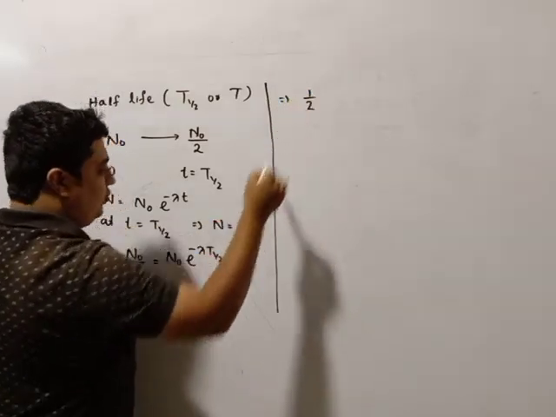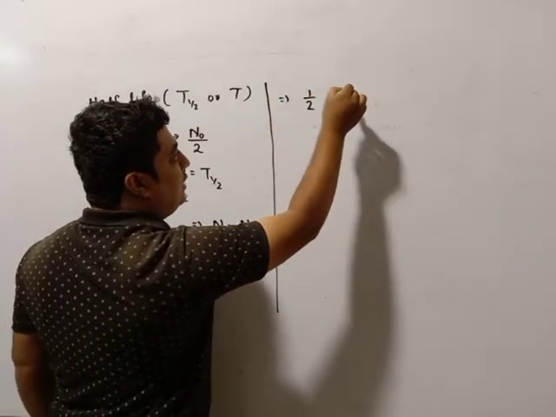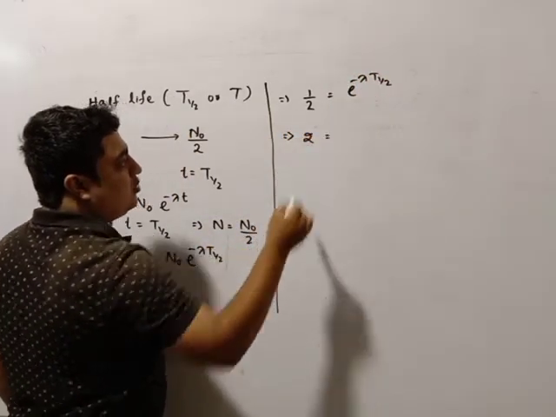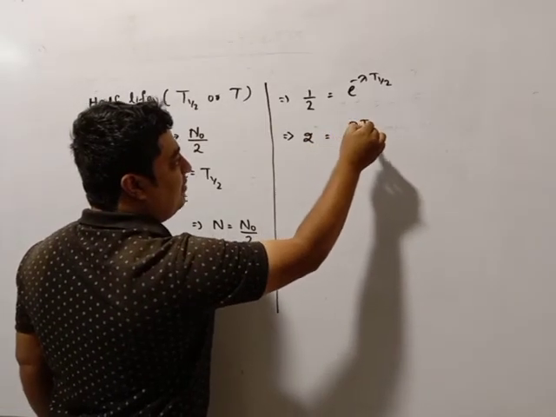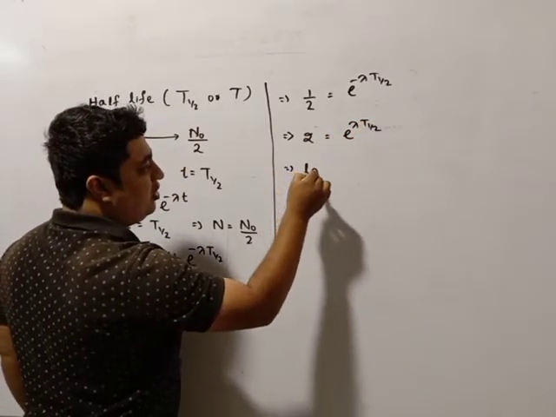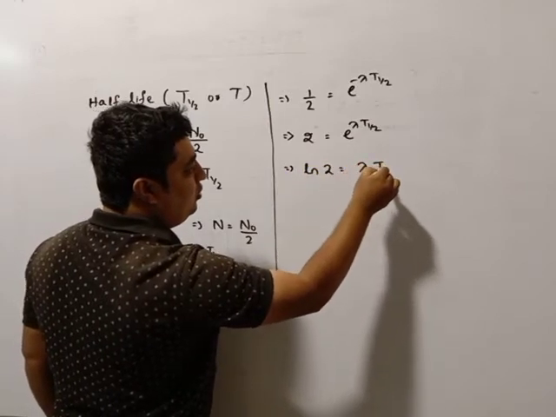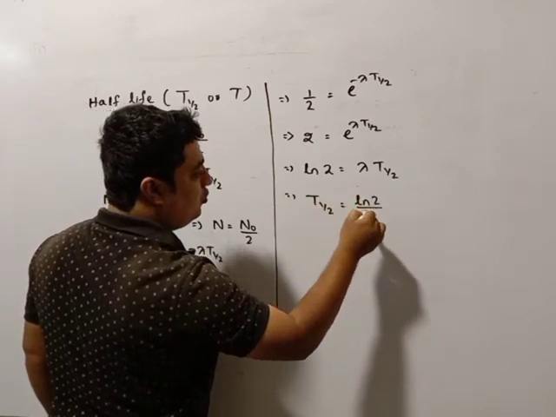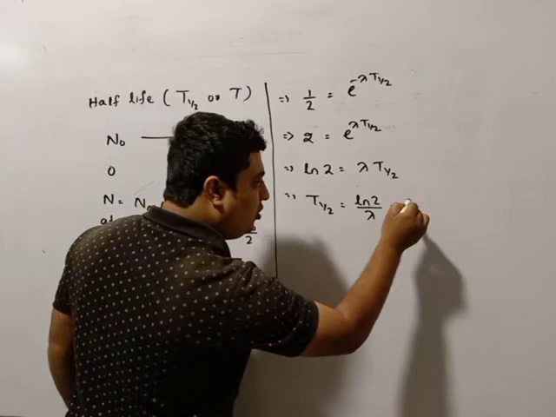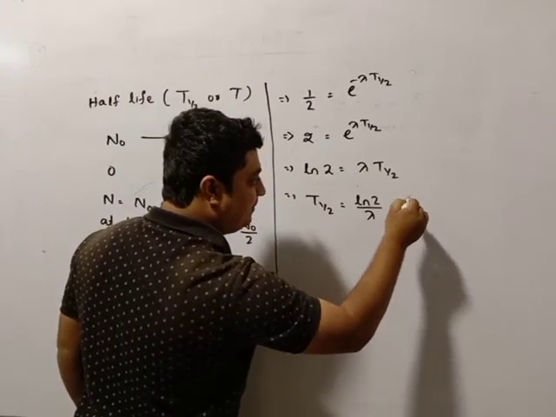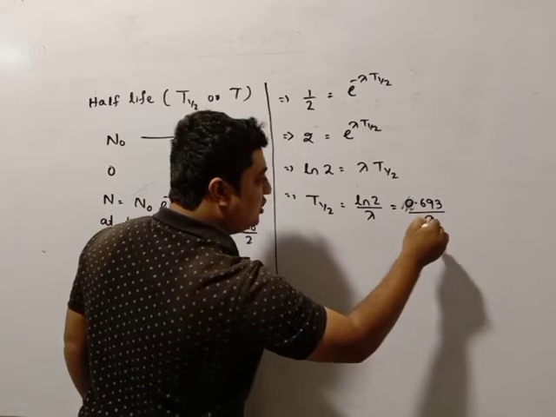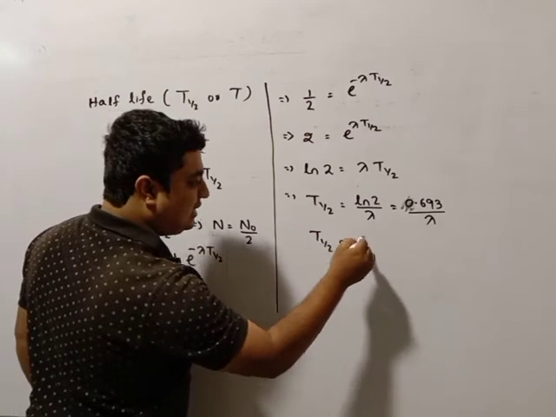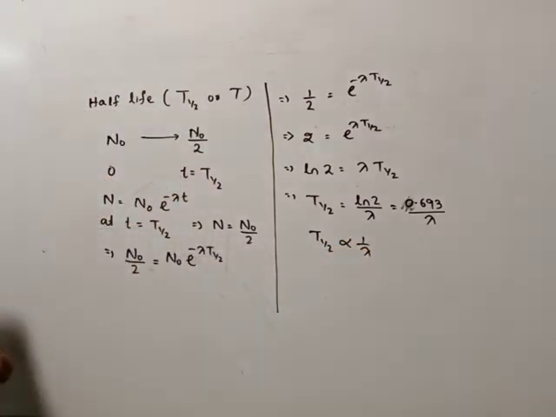So, 1 by 2 equal to e to the power minus lambda T half, or 2 equal to e to the power lambda T half. Now, taking ln on both sides, ln 2 equal to lambda T half. So, T half becomes ln 2 by lambda. Now, ln 2 is 0.693. So, T half is 0.693 by lambda. So, we can say T half is inversely proportional to lambda.